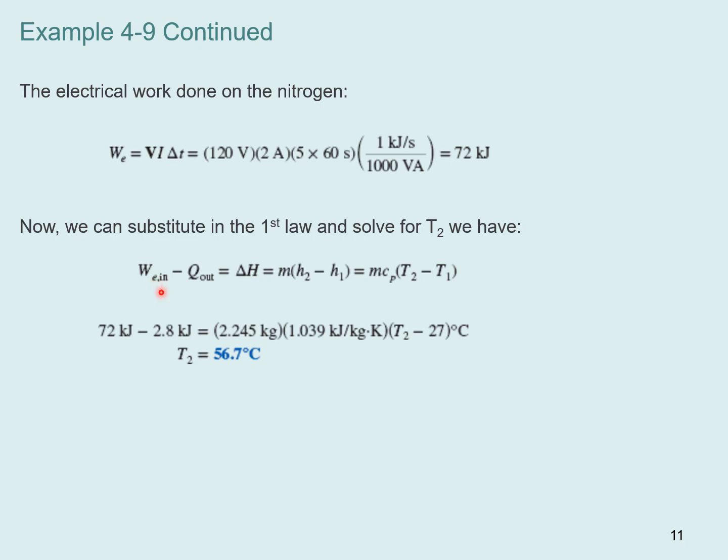Work in, we know what that is. We calculated that, 72 kilojoules. Q out, we're told, 2.8 kilojoules. The mass we calculated. c_p value, we know that. T1 we know. The only thing we don't know is T2, so we can plug everything in and solve. We get T2 is 56.7 degrees C.